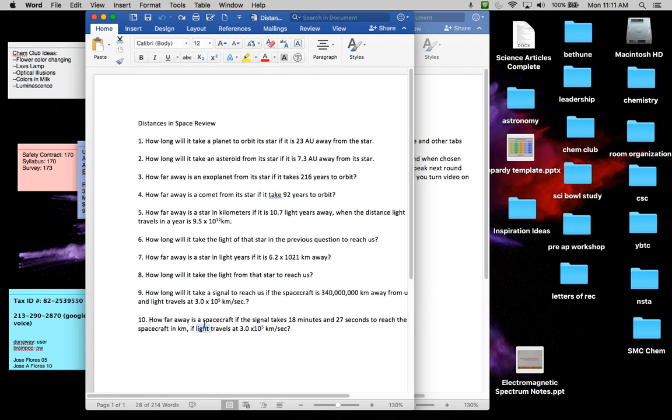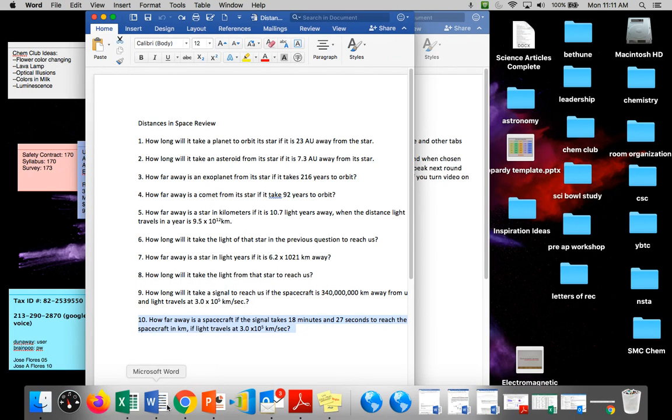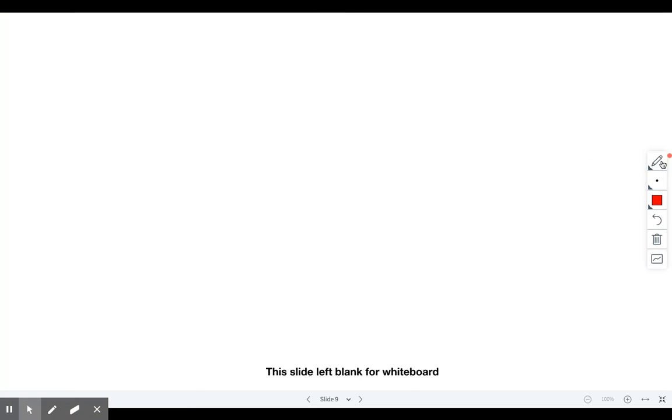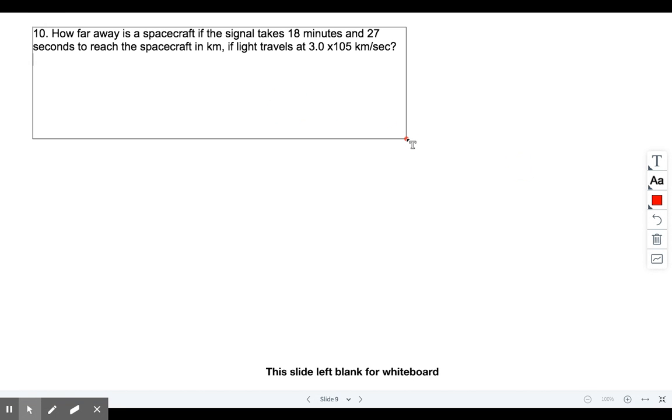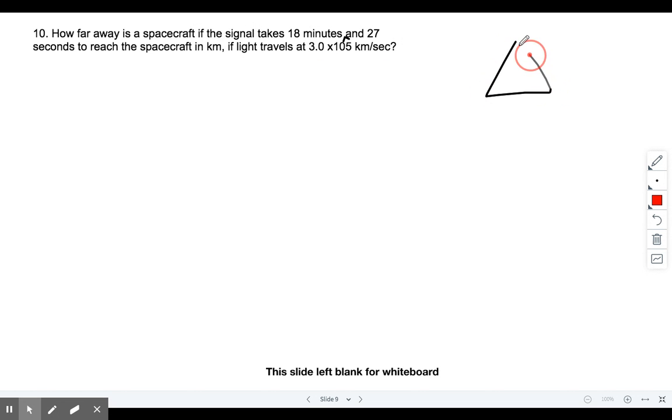Last question. How far away is the spacecraft if the signal takes 8 minutes and 27 seconds to reach us, traveling at the speed of light? In kilometers, if light travels at 3.05 times 10 to the 5th kilometers a second. This, remember, is a superscript. It's an exponent. Okay, so the signal is taking 8 minutes and 27 seconds to reach us.